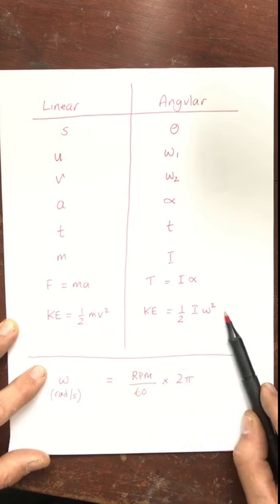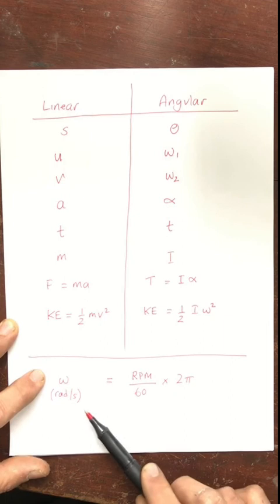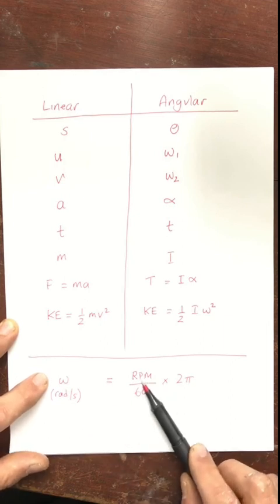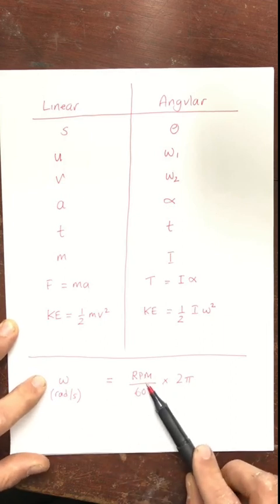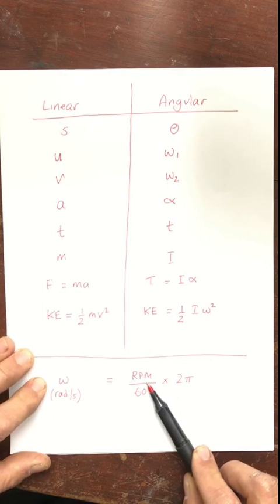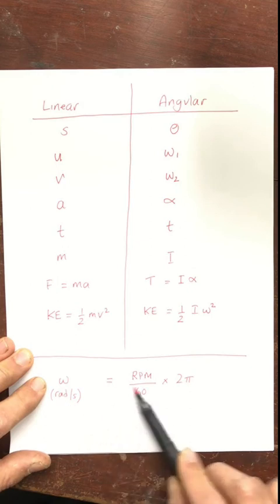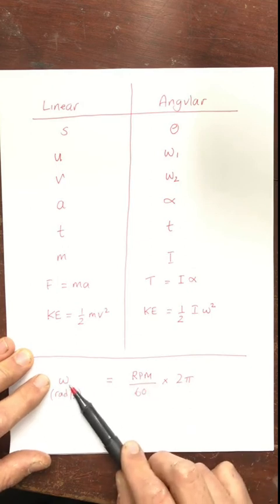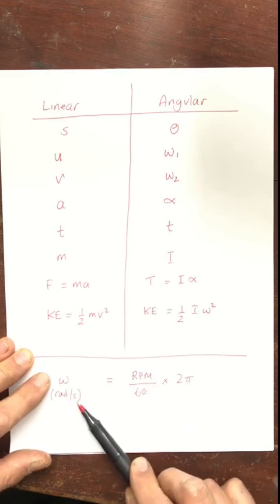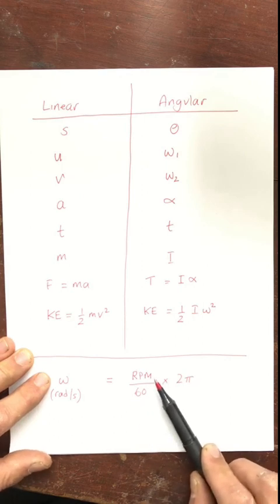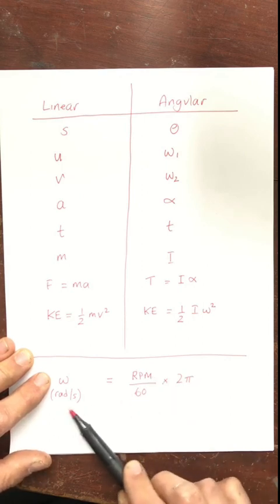Another thing you're going to need to be able to do is convert between revs per minute, which is a commonly quoted figure for rotating systems. It's the number of times something rotates in 60 seconds, in a minute. We need to convert back and forth between omega, which is in radians per second, and RPM, which is in revolutions per minute. That's quite straightforward.